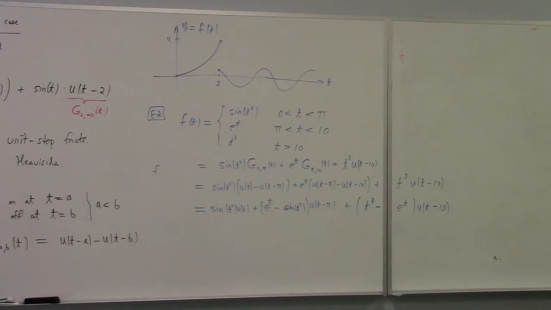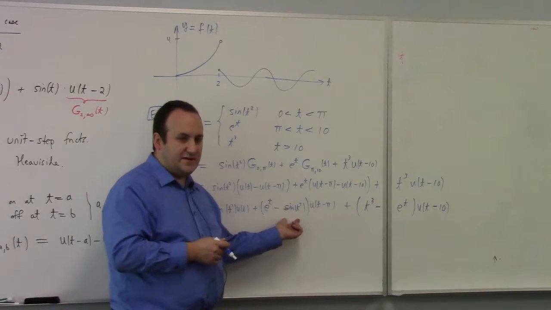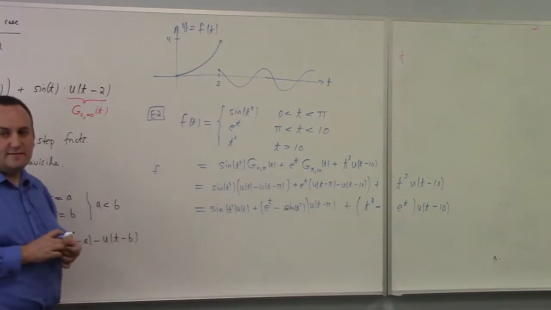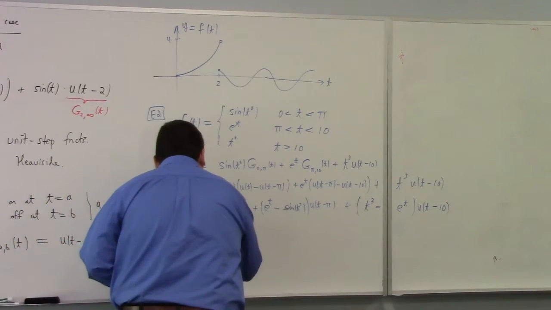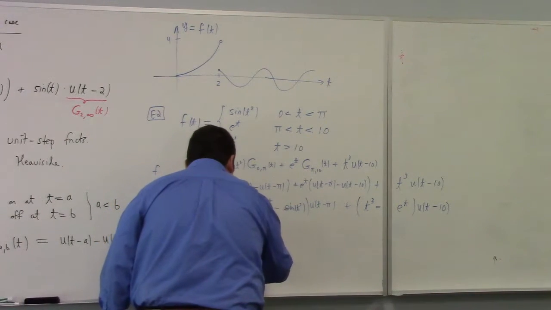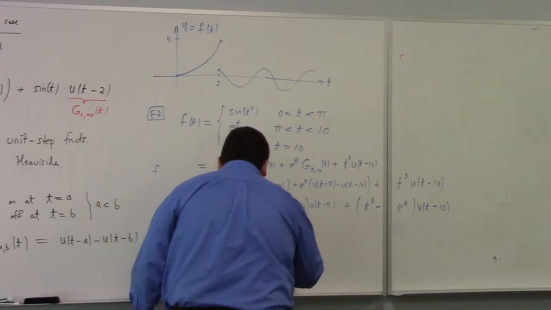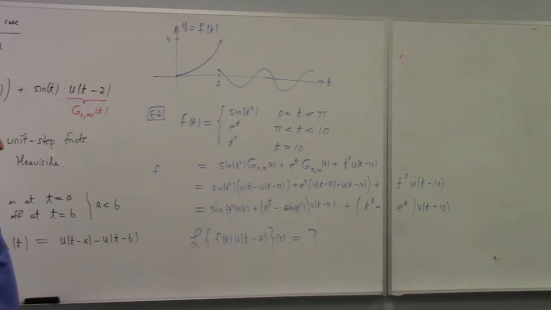So basically, if we learn how to take the Laplace transform of a function times a unit step function, we just need a formula for the Laplace transform of something like f of t times u of t minus a. If we can get that formula, then we can take the Laplace transform of these sorts of things. Okay, so that's where we're headed.